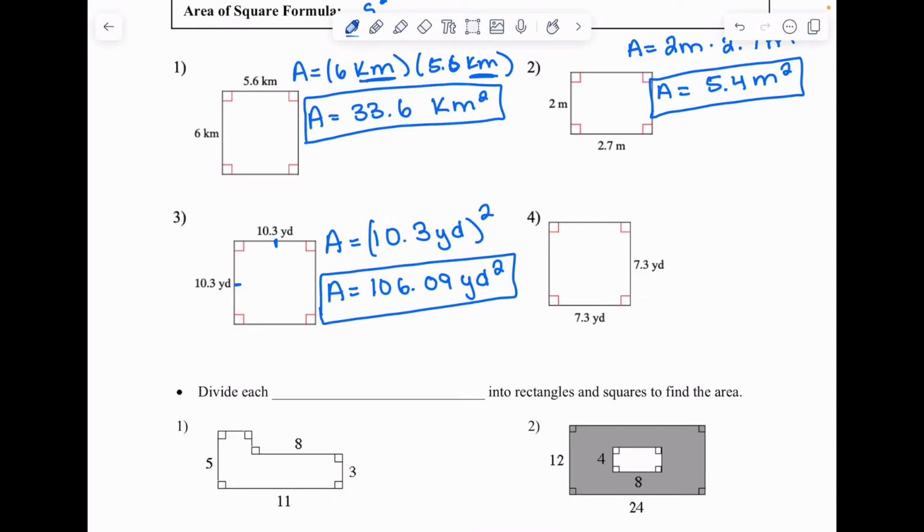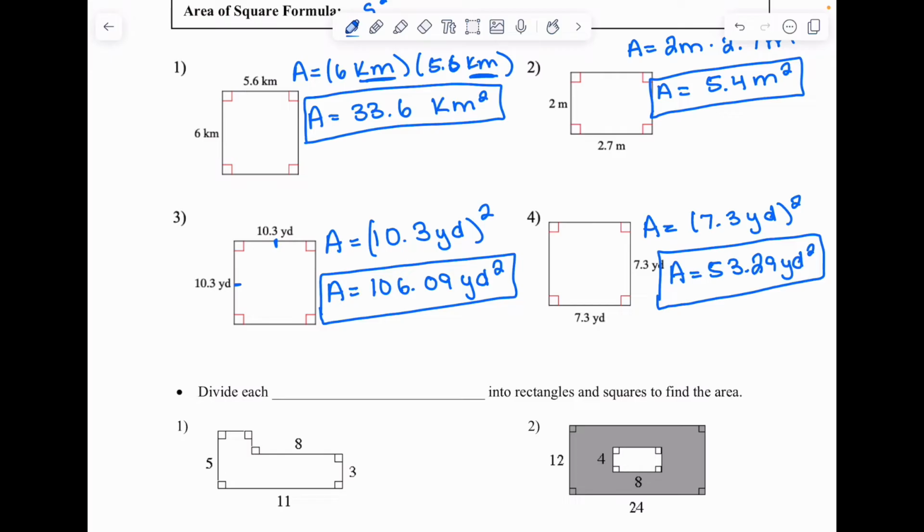And then again in number 4, I also have a square. So to find the area, I am going to square 7.3 yards. And this will give me an area of 53.29 yards squared.